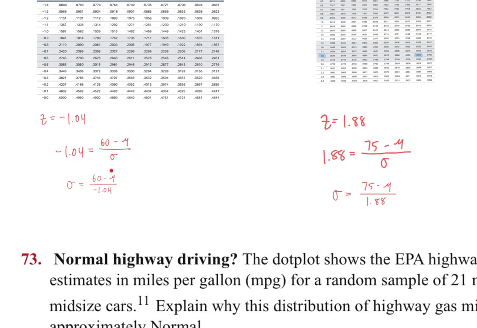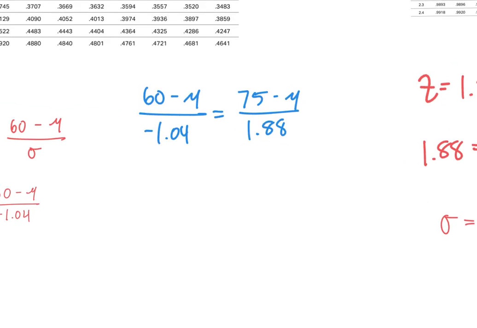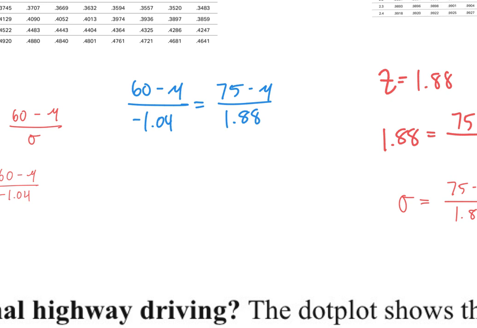Now we have expressions that both equal the standard deviation, so we can set them equal to each other. So we can do 60 minus mu over negative 1.04 equals 75 over mu minus mu. Now we have an equation with one variable, so we can solve it for the mean. Anytime you have two fractions equal to each other, you can always cross multiply. So we'll do this times this equals this times that.